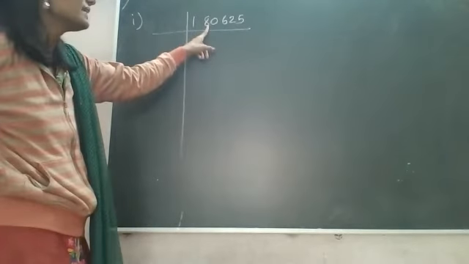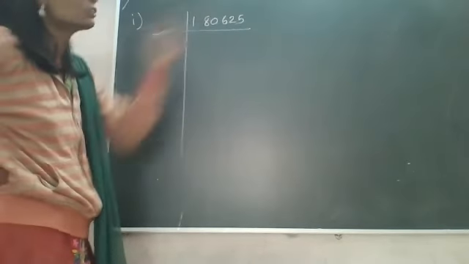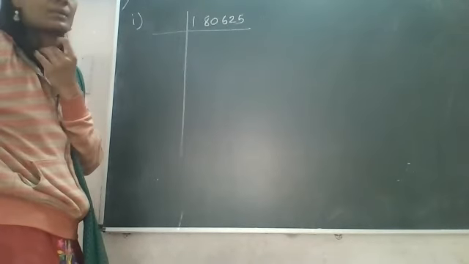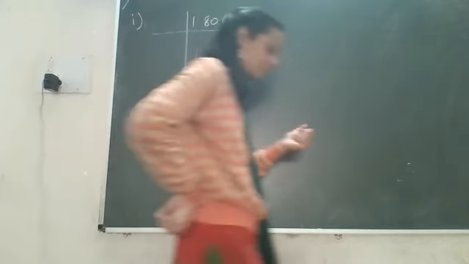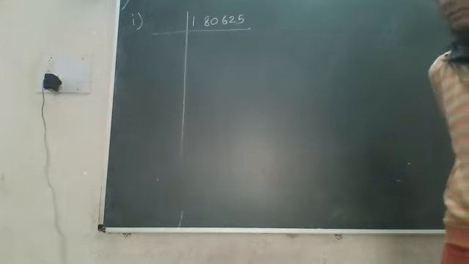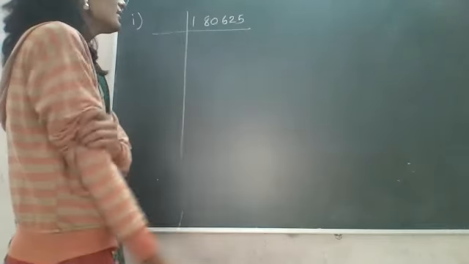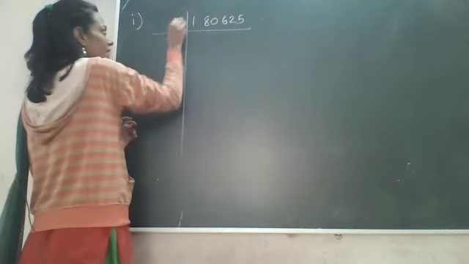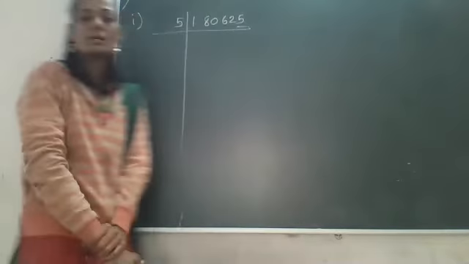1 plus 8 is 9, 9 plus 6 is 15, 15 plus 2 is 17, 17 plus 5 is 22. The 22 will not come in the 3 table, so we are not going to divide it by 3. Now divide it by 5. The unit place value is 5, so it is divisible by 5.